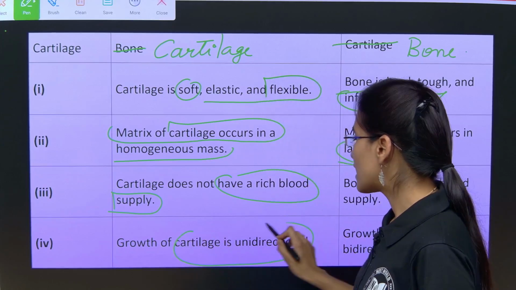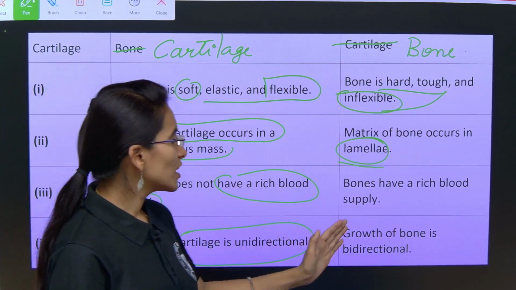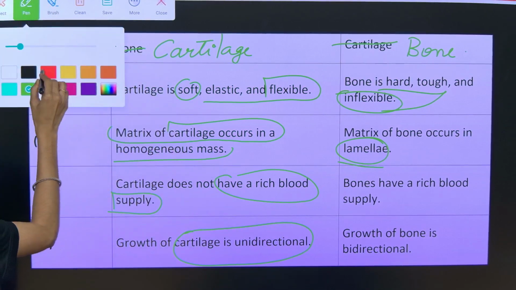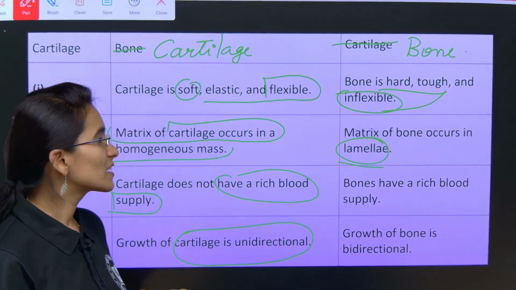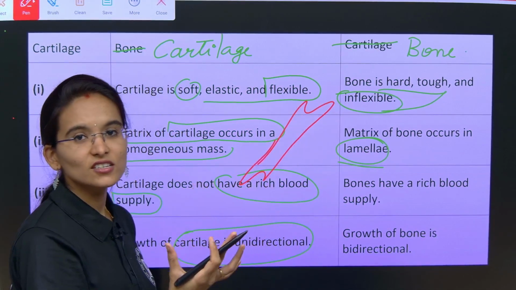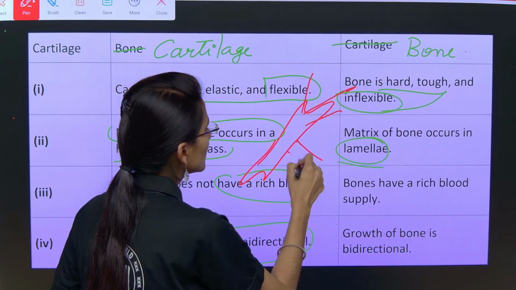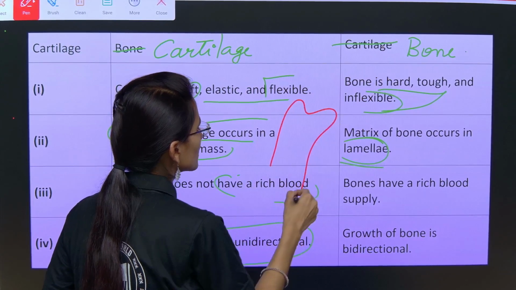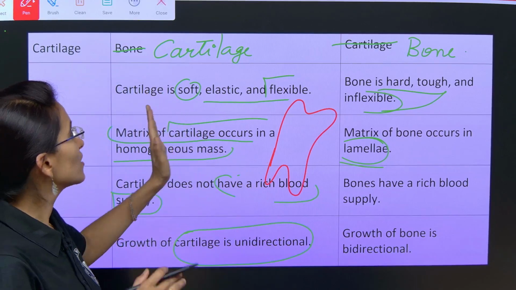The growth of cartilage is unidirectional, it can grow only in one direction, but the growth of bone is bidirectional, because the bone can grow by increasing its length and by increasing its width. If you see this bone structure like this, it shows bidirectional growth. It can grow in this way and it can also increase its width. Clear with the concept of cartilage and bone, children?